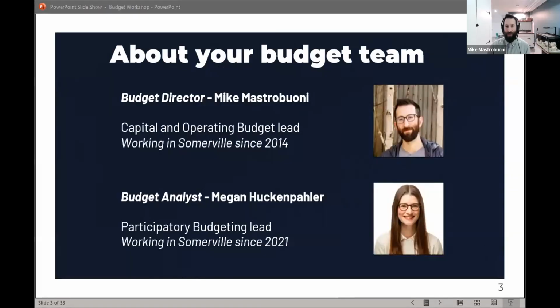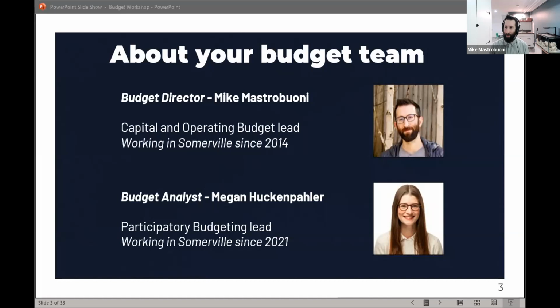So we have two staff here tonight, myself on the call, as well as our budget analyst, Megan Huckenpaller. My name is Mike Mastroboni. My position in the city is budget director. I've been working in Somerville since 2014. My responsibility is leading the development of the operating budget and the capital budget, as well as working closely with residents and the city council on all things budget.